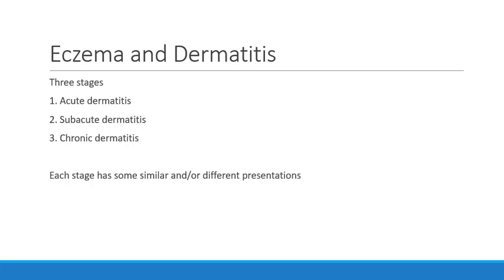There are 3 primary stages of eczema and dermatitis. These 3 stages are the acute, subacute, and chronic dermatitis stages. Now, each stage has some similar presentations and some different presentations, but somebody can manifest all 3 stages at the same time too.